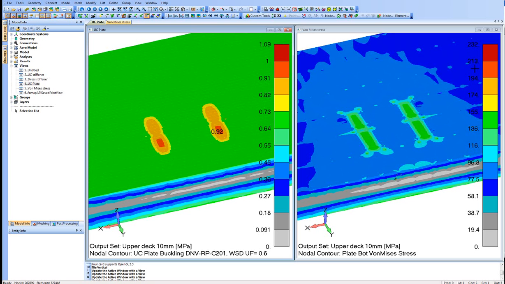Now we can show you the calculated von Mises stresses as calculated by the finite element program. The calculated stresses, in this case, at the bottom side of the shell, look acceptable. They are far below the allowable yield stress.